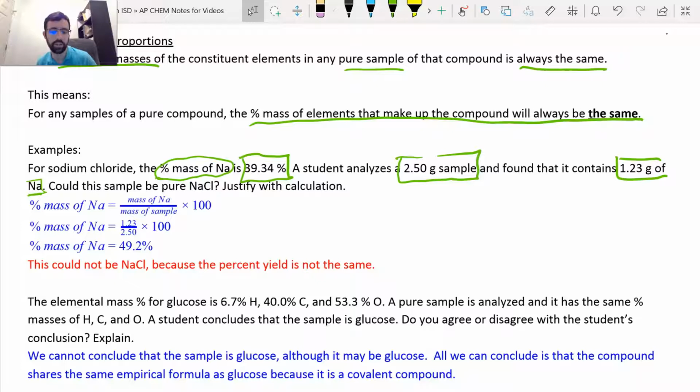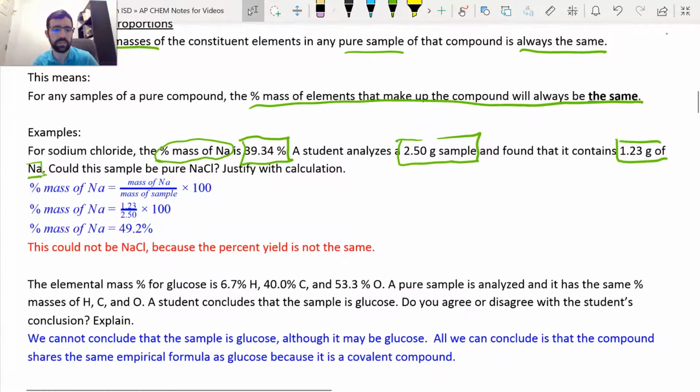All we can conclude is that the compound shares the same empirical formula as glucose. Because it is a covalent compound, it could be the same, but it could have a different molecular formula. I want to review those details with you now.